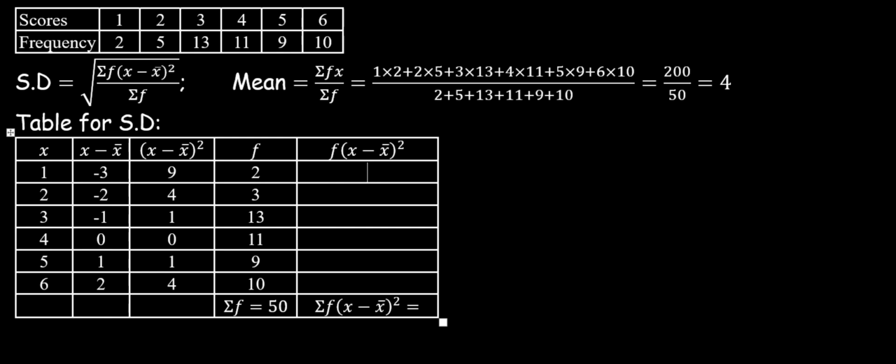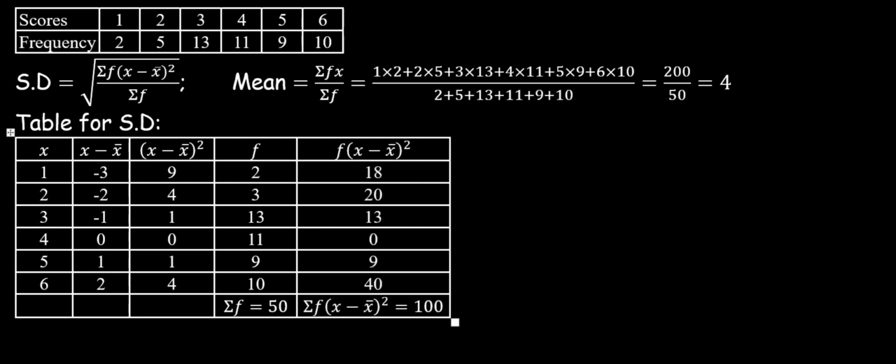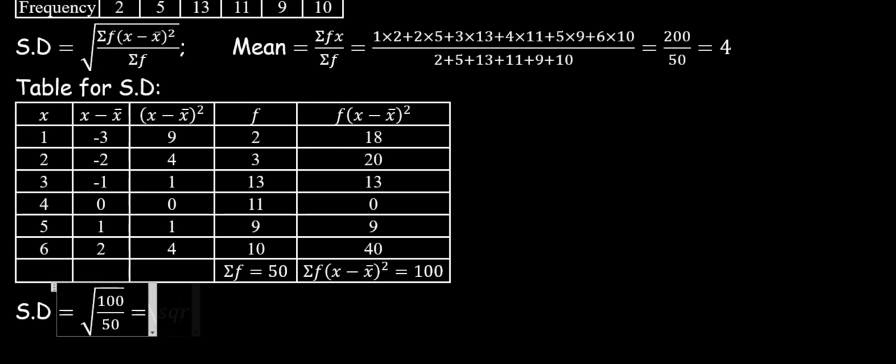And that would be 9 times 2, 18. 4 times 5, 20. 1 times 13, 13. 0 times 11 is 0. 1 times 9 is 9. 4 times 10 is 40. We sum the values gotten in this column, which is equal to 100. Thus, substituting into our given formula, our standard deviation will be equal to the square root of 100 over 50, which is equal to the square root of 2, and that is equal to 1.4.